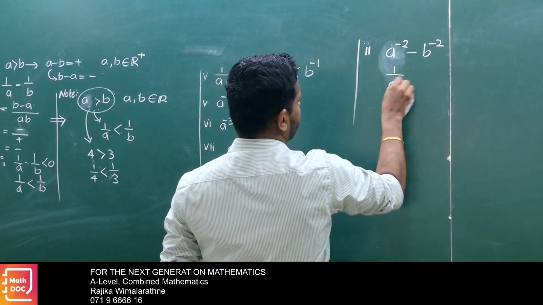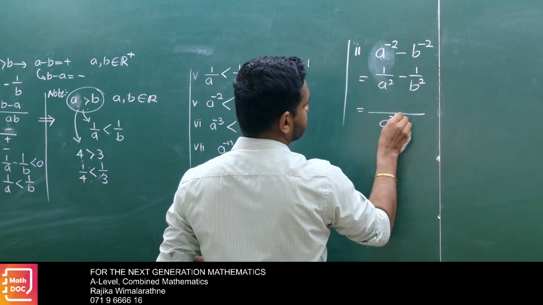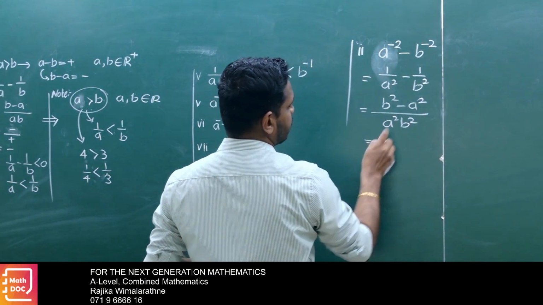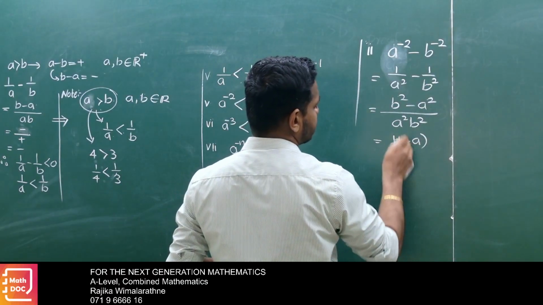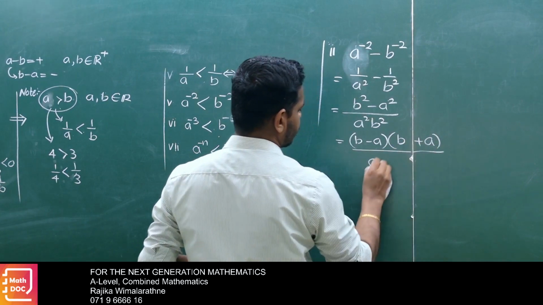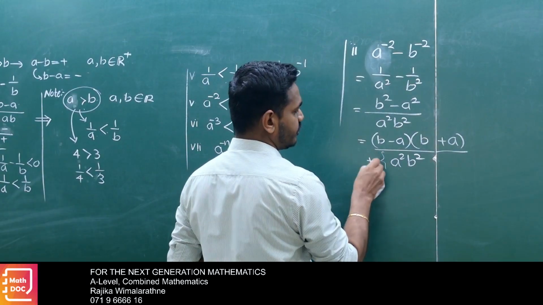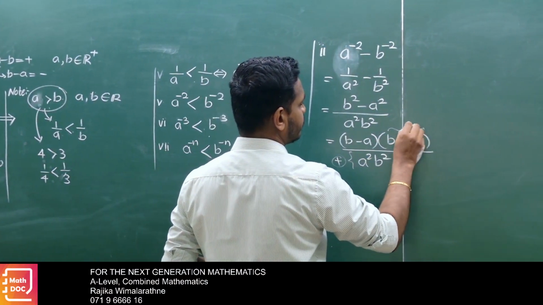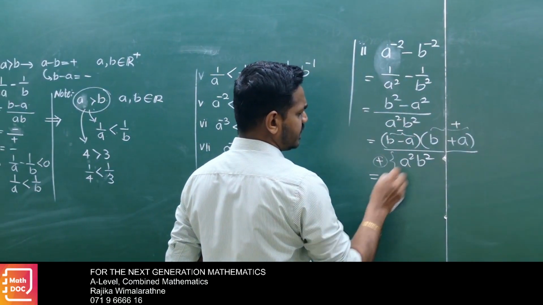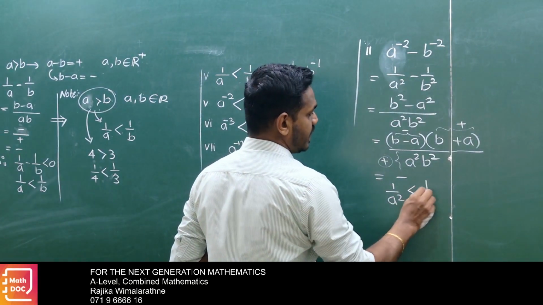Then 1 over a square, 1 over b square. Then get common denominator, a square, b square. Then here b square minus a square. Then factorize: b minus a, b plus a, over a square, b square. Then here surely positive. We know ab positive, but b minus a, this is negative. Then the result is negative. That means 1 over a square is less than 1 over b square.